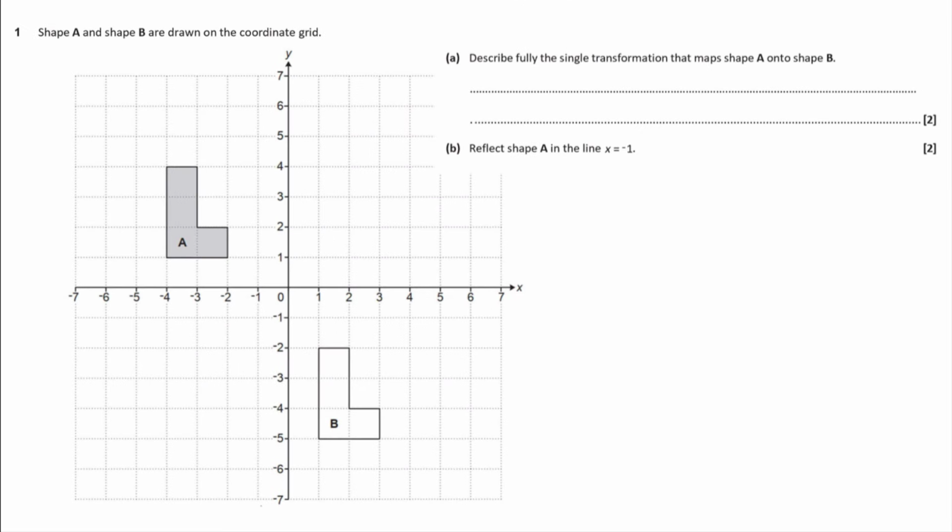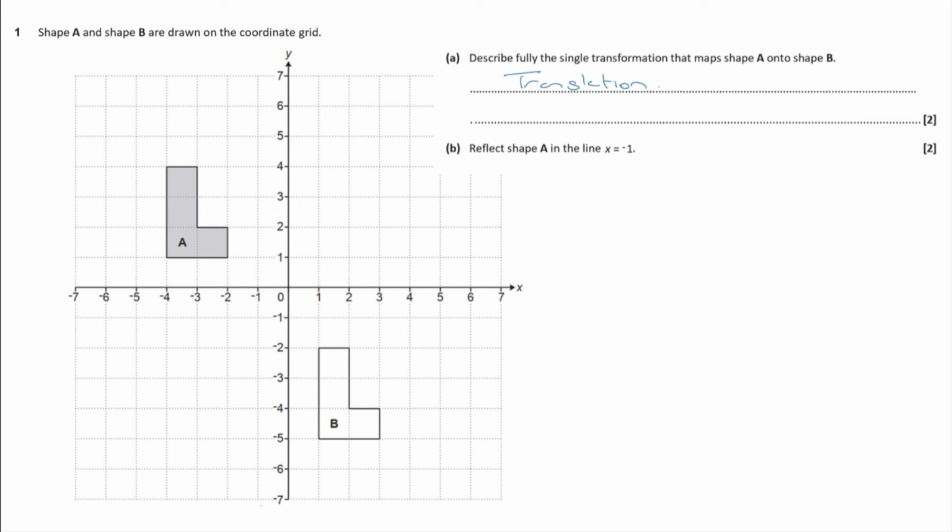Question 1. Shape A and shape B are drawn on the coordinate grid. Part A says, describe fully the single transformation that maps shape A onto shape B. Now, to me, this looks like it's just been picked up and moved, and we call that a type of transformation, a translation. So for the first mark, you just need to write down the right word, which is translation.